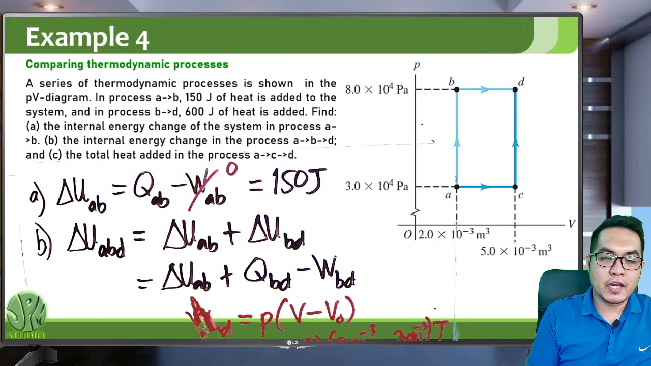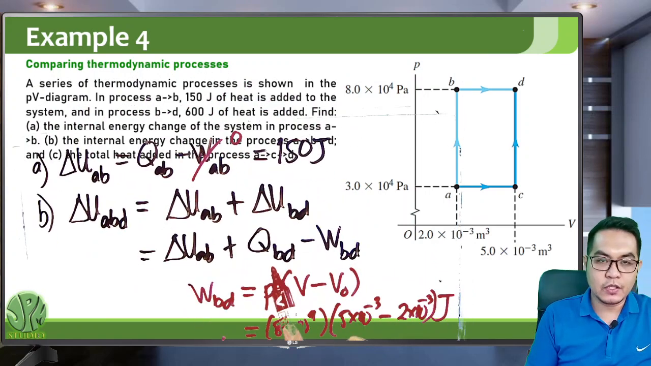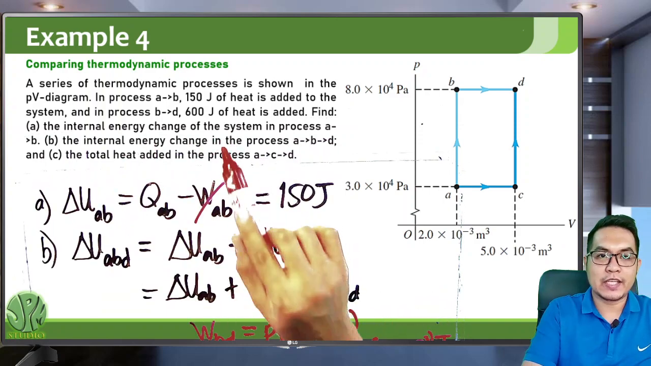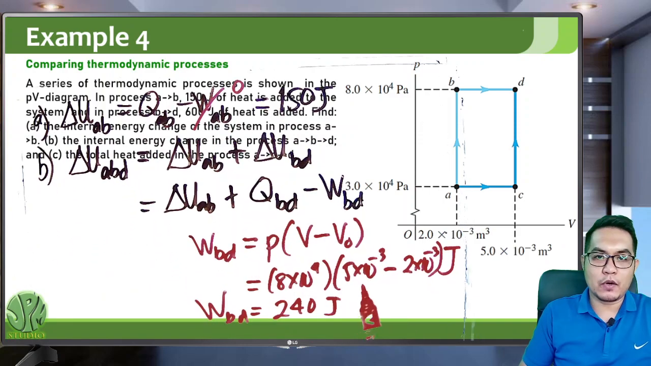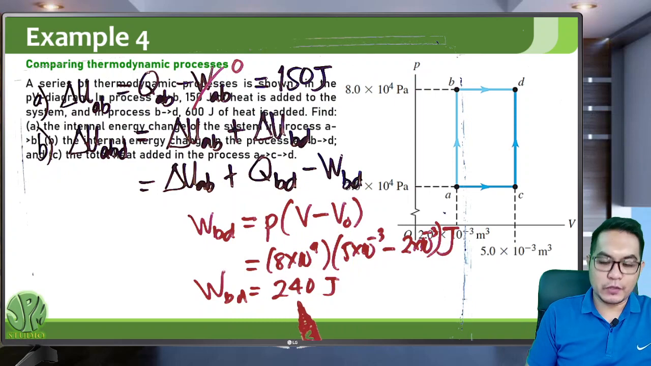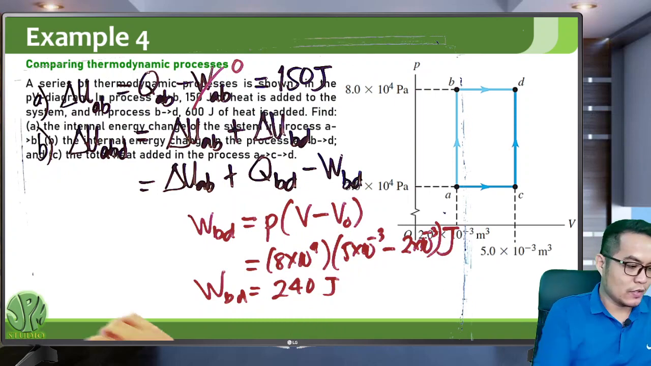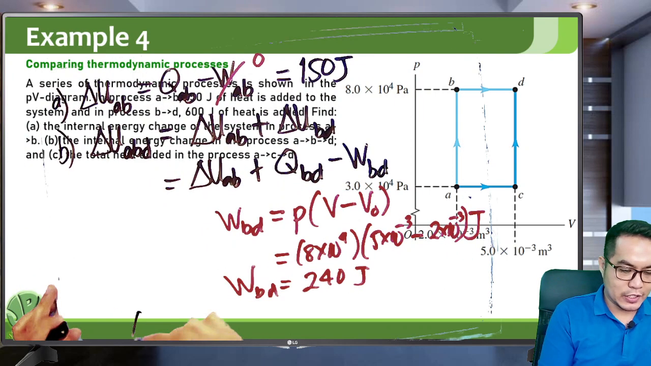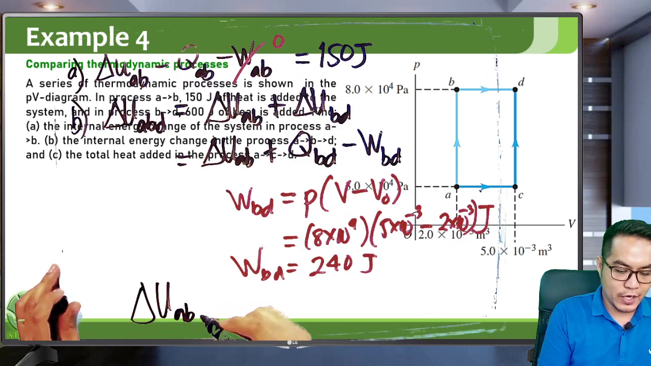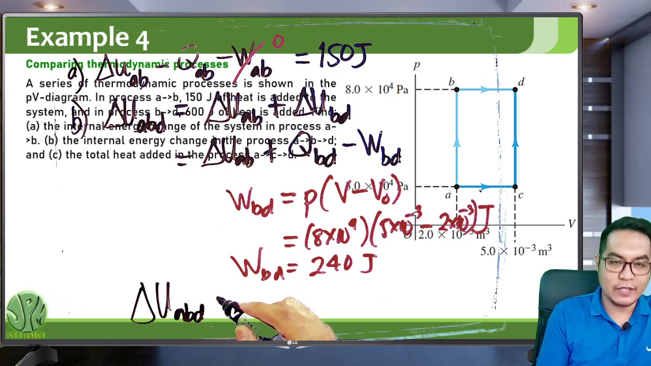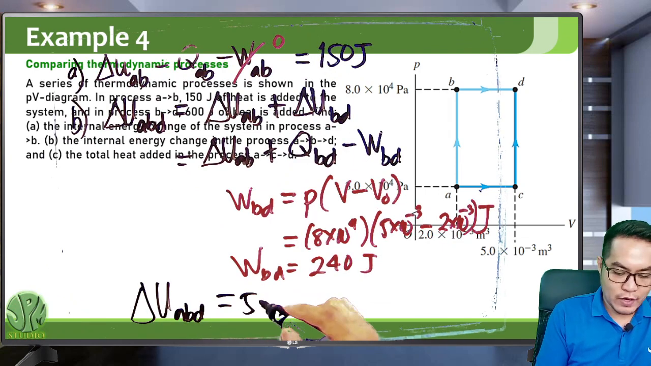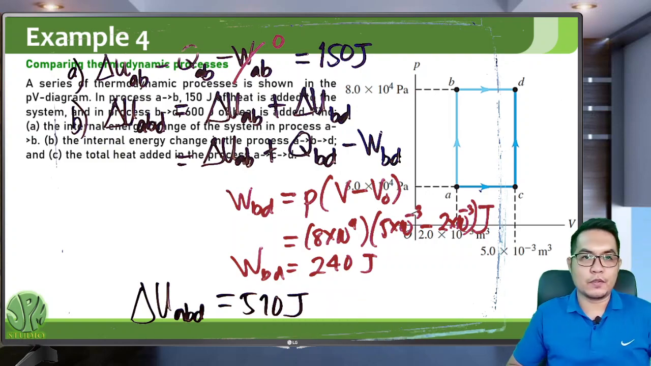The change in internal energy from A to B is 150 joules. The heat added in the process B to D is 600 joules. And the work done from B to D is 240 joules. So you add all of those, and you will get the change in internal energy in the process A to B to D, which is equal to 510 joules.